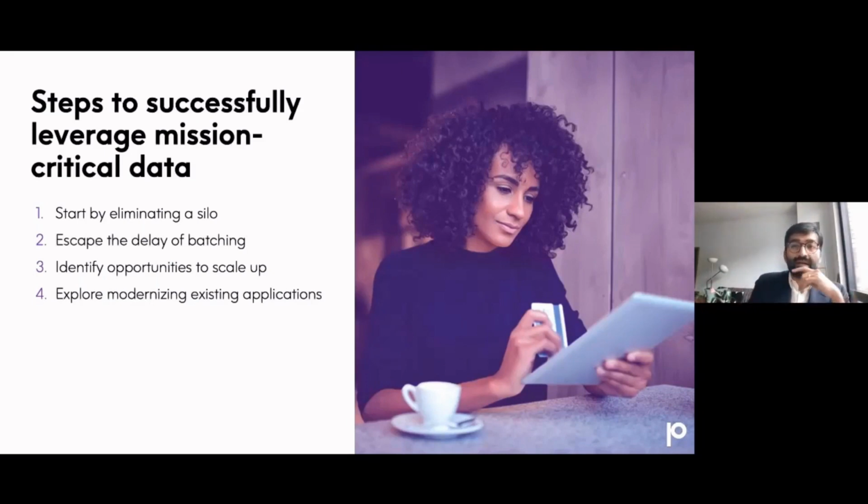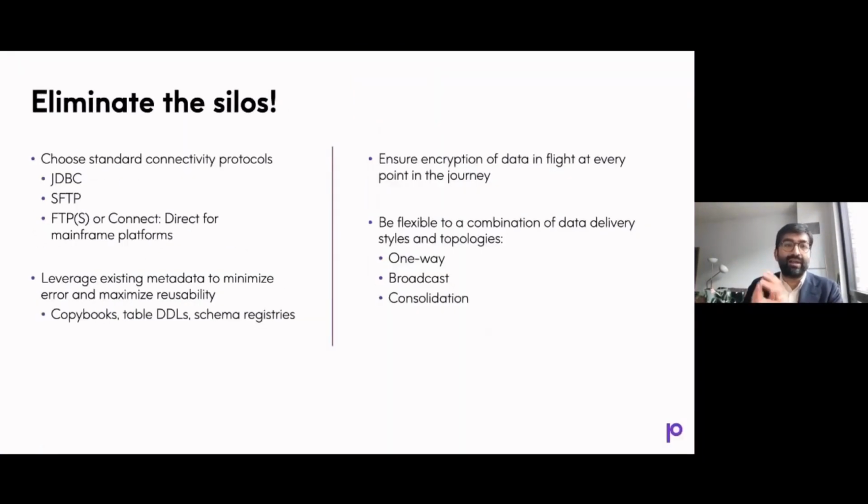What I would say when it comes to number one, just eliminating the silos, the first thing I would really talk about here is connectivity. Where possible, choose standard connectivity protocols, be it JDBC for some sort of database type endpoint, a secure FTP for remote file systems, etc. And then specifically for the mainframe, what we're typically going to see is FTPS more often than not, or Connect Direct, which will allow you to directly access data within mainframe platforms. So, these kinds of connectivity methods will just help simplify the integration challenge.